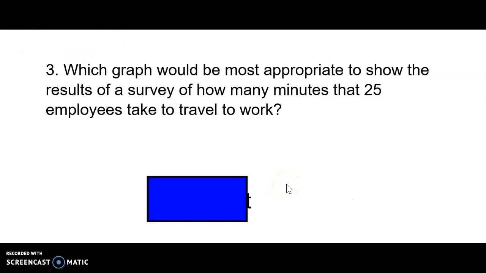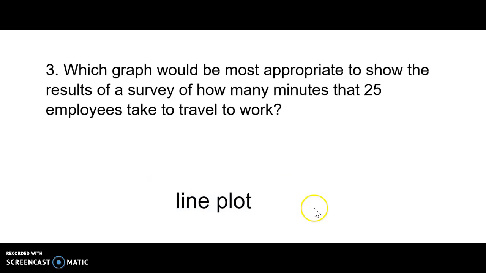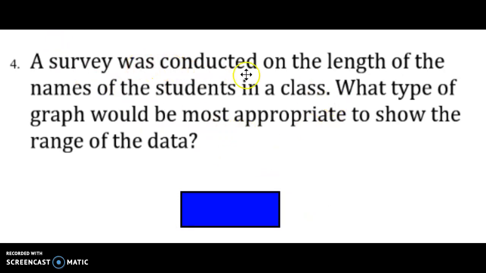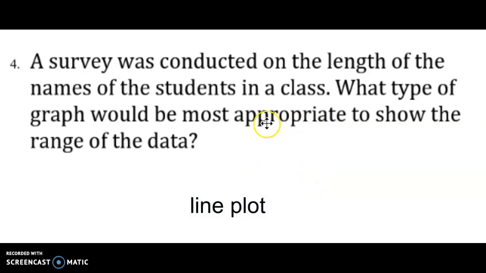Which graph would be most appropriate to show the results of a survey of how many minutes that 25 employees travel to work? Pause. The correct answer is line plot because it's a quick survey just showing the numbers. I have a survey conducted on the length of names of students in class. What type of graph would be appropriate? Pause. And the correct answer is line plot again.